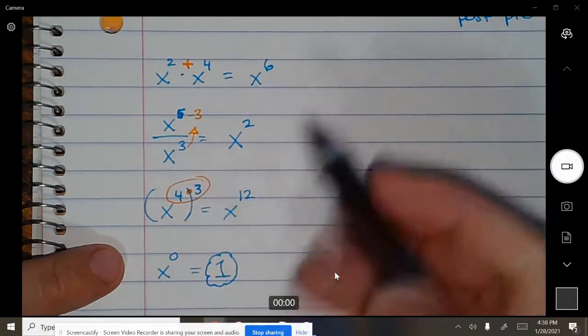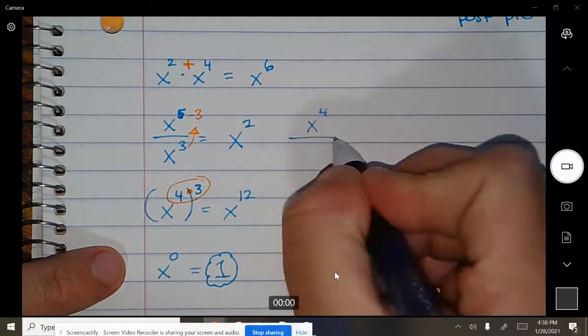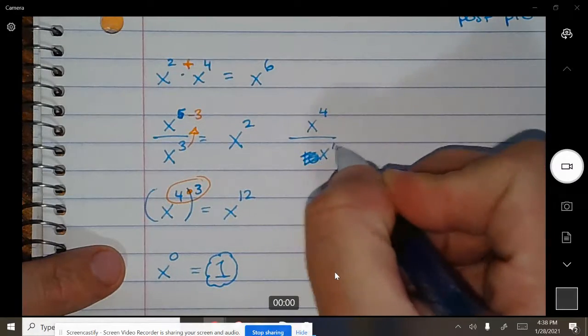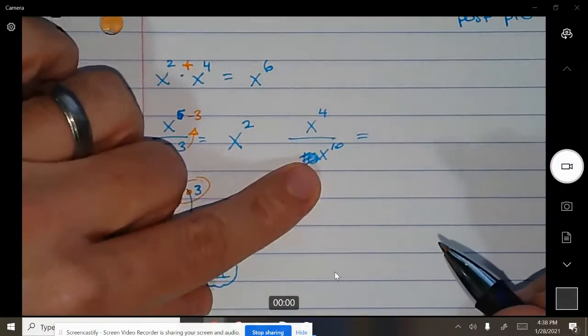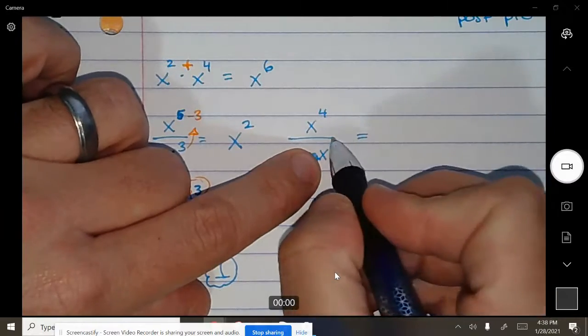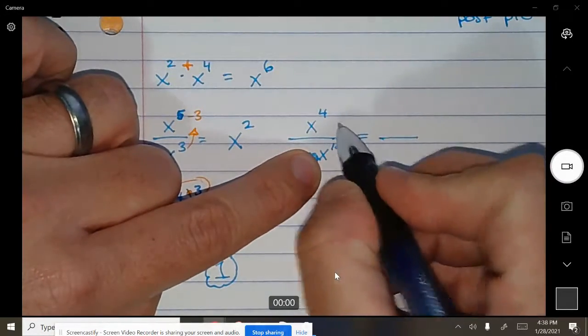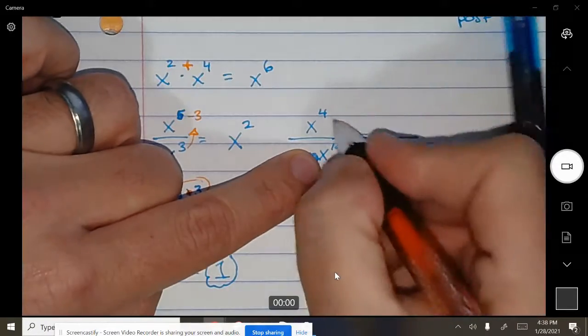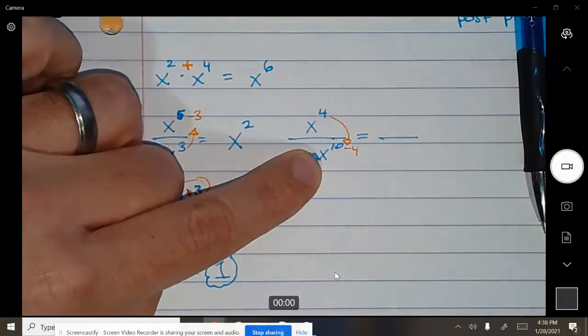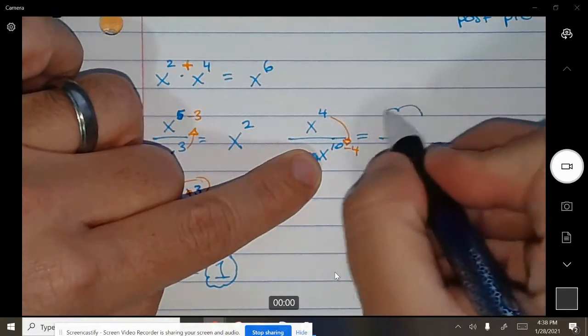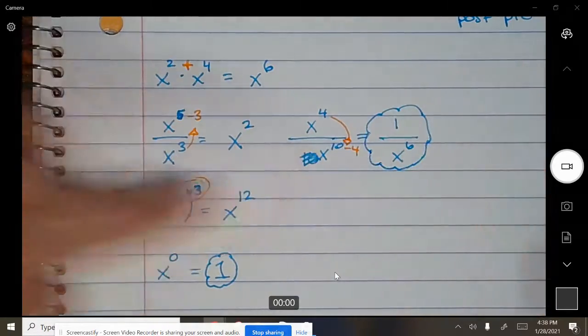This one we went over in detail about, like, what if it was opposite? Oops, we're going to say that's x to the 10th. I know, I meant to put 10 as the exponent. So x to the 4 over x to the 10, what would that equal? And we were saying, okay, the bottom one, so it's going to stay on the bottom. You're going to subtract 4, so you're going to get x to the 6 on the bottom, and you have to hold it with a 1 on top, okay?